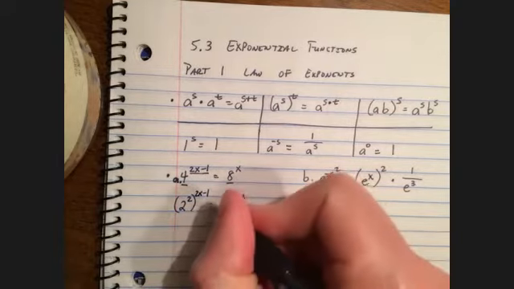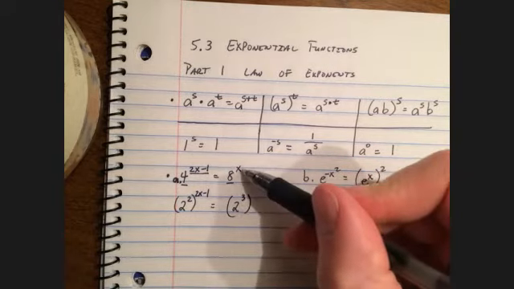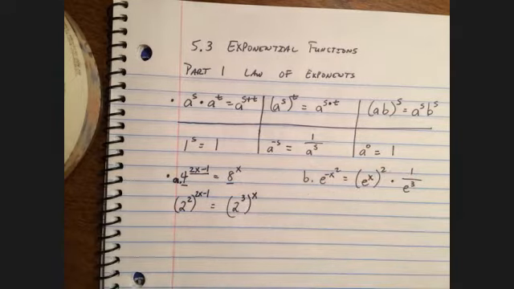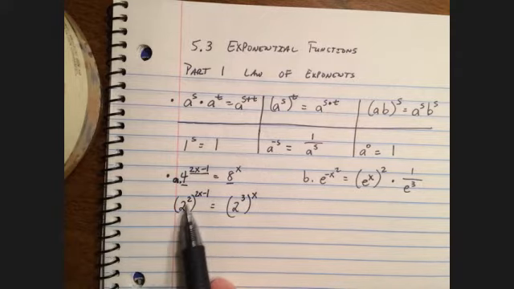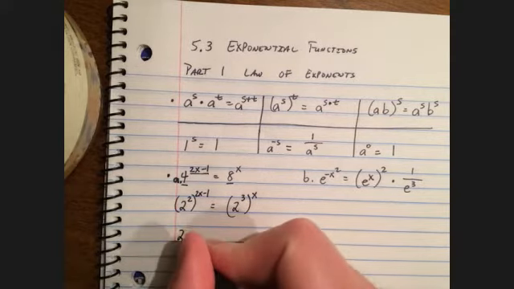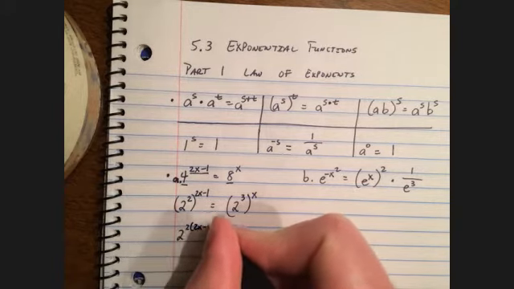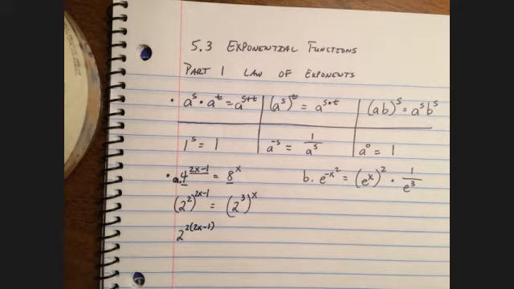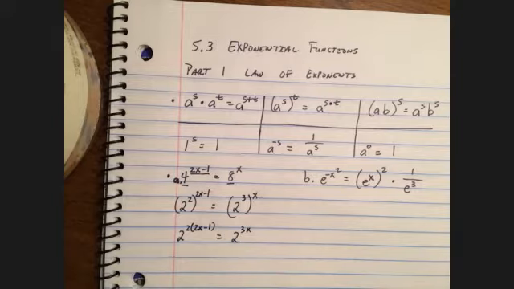Same thing over here with our 8. We know 2 cubed is 8, so the only thing we're missing is this x. We'll put that x right there in our exponent. So now we're going to use a power to a power. If we have those two pieces, we can multiply them. So 2, our base, raised to the power of 2 times 2x minus 1. And the same thing on the other side, we'll multiply the 3 and the x. So 2 raised to the power of 3x.